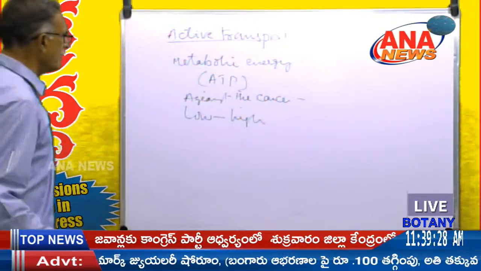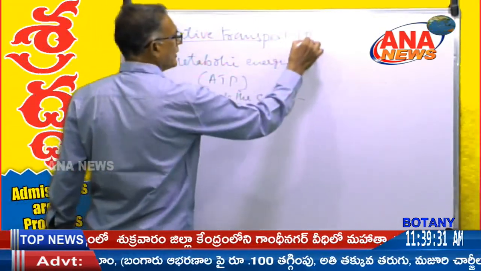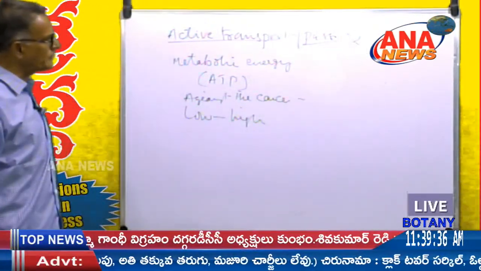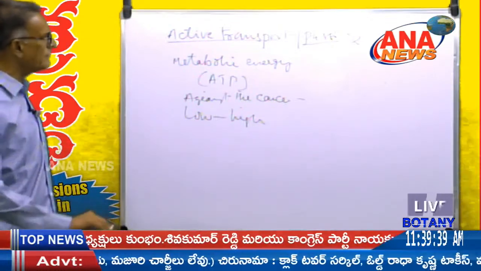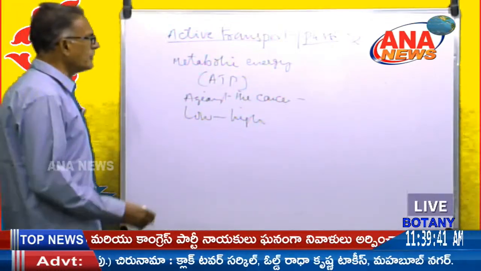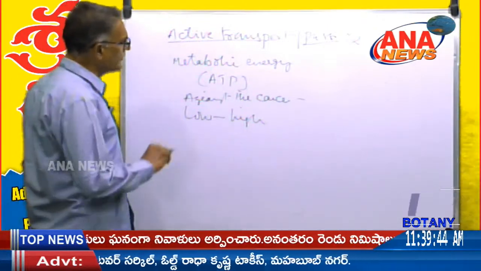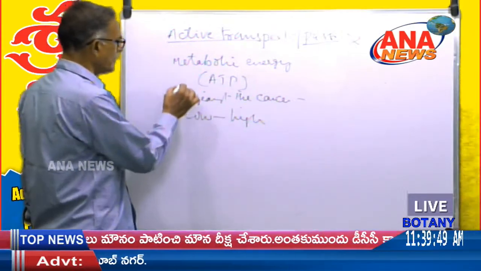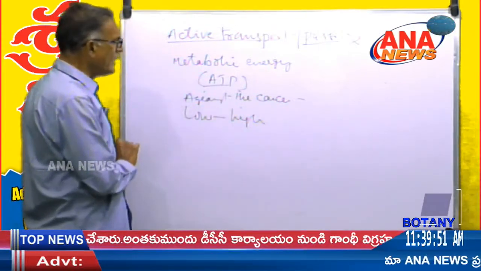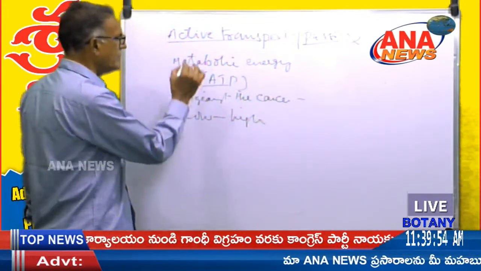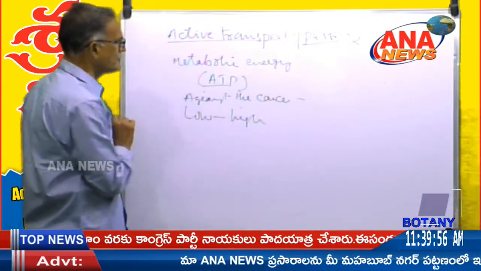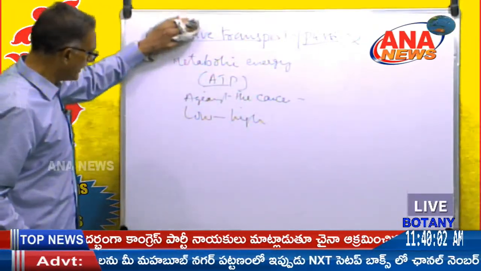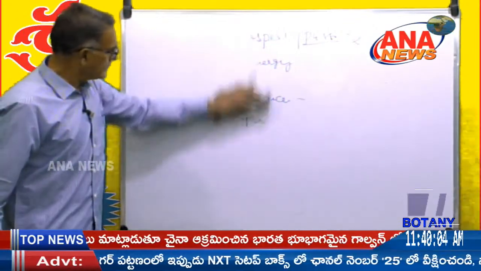What is the difference between passive transport and active transport? Passive means the movement of substances takes place across the membrane, within the cells, between the cells, without utilizing any metabolic energy. Active transport means the movement of substances across the membrane, within the cell, against the concentration gradient, by utilizing metabolic energy. Without utilizing energy, the movement of substances takes place; that is passive transport.